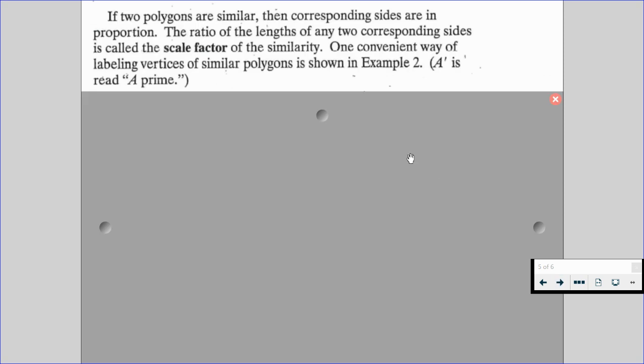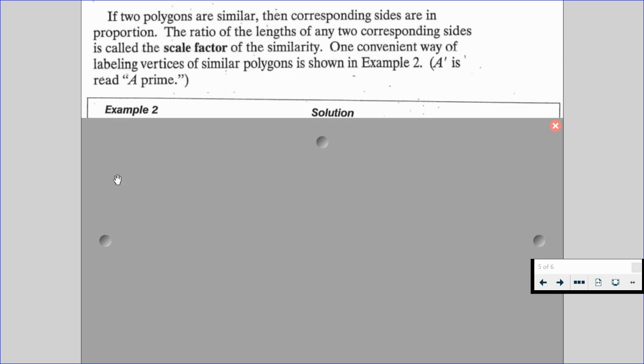So if two polygons are similar, then corresponding sides are in proportion. The ratio of the lengths of any two corresponding sides is called the scale factor of the similarity. One convenient way of labeling vertices of similar polygons is shown in example number 2. A prime is read A prime, which is why I read it that way.